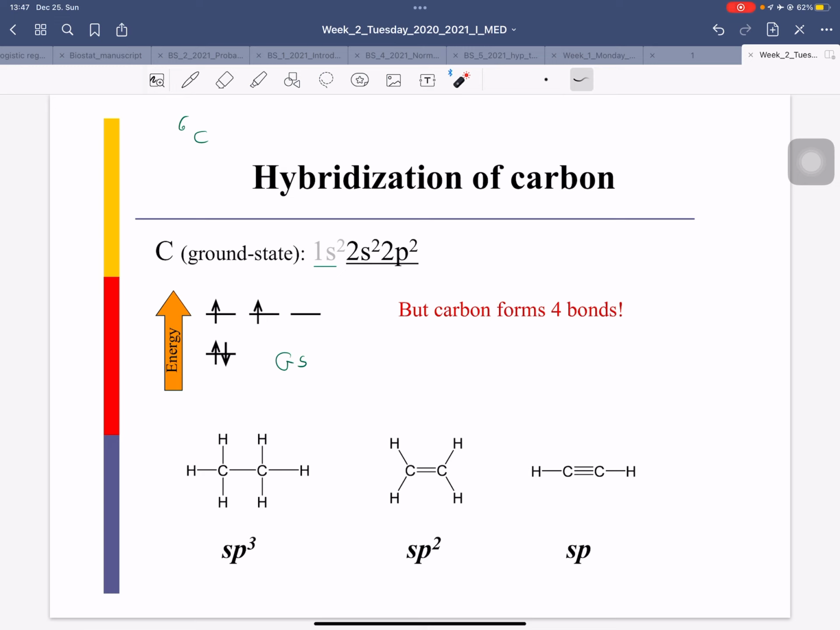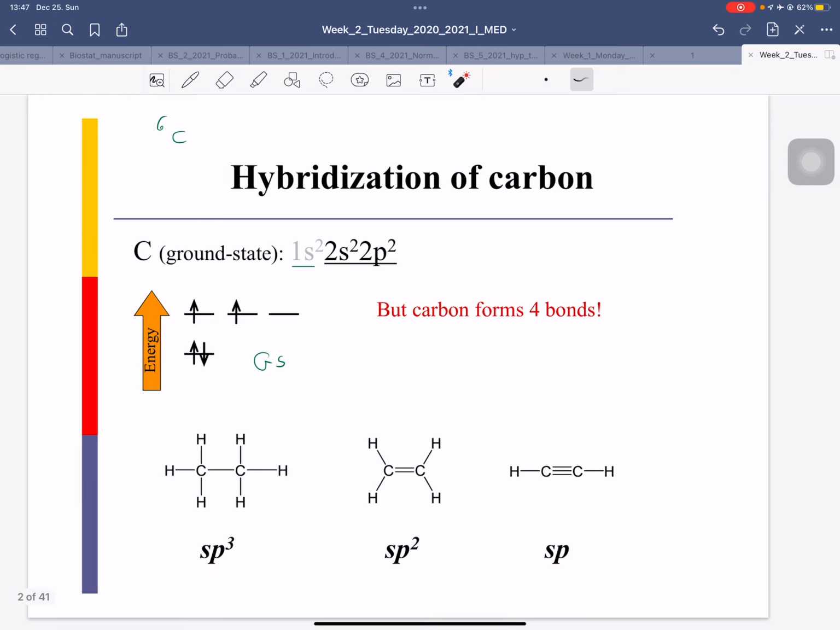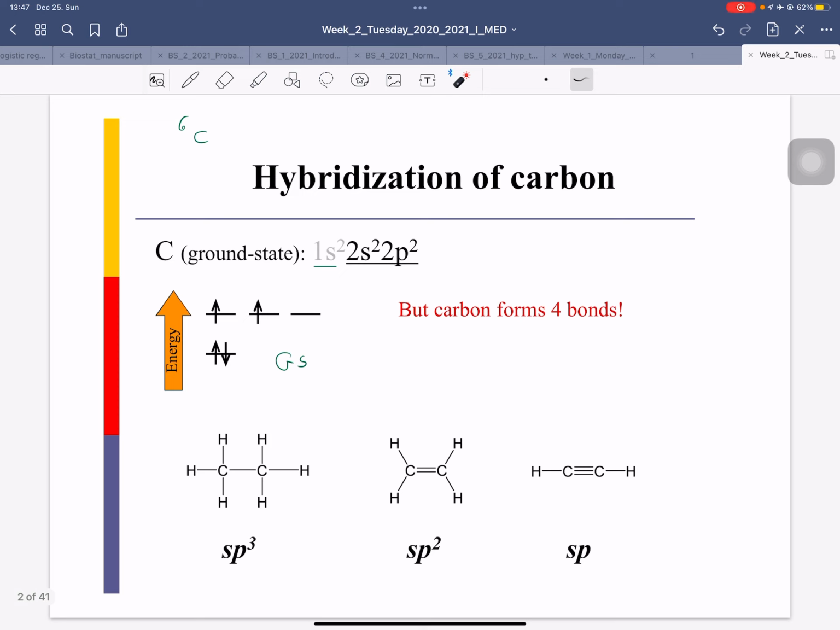Okay? For this reason, depending on the hybridization, we can have 3 types of hybridized orbital: sp3, sp2, and sp. Okay. Now I continue with all of the possibilities to form these 3 types of hybridization.